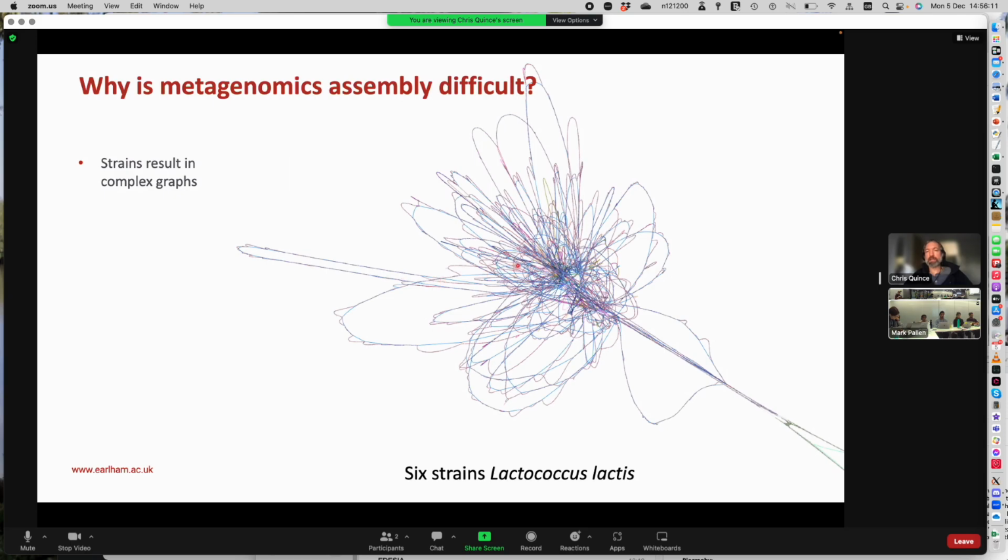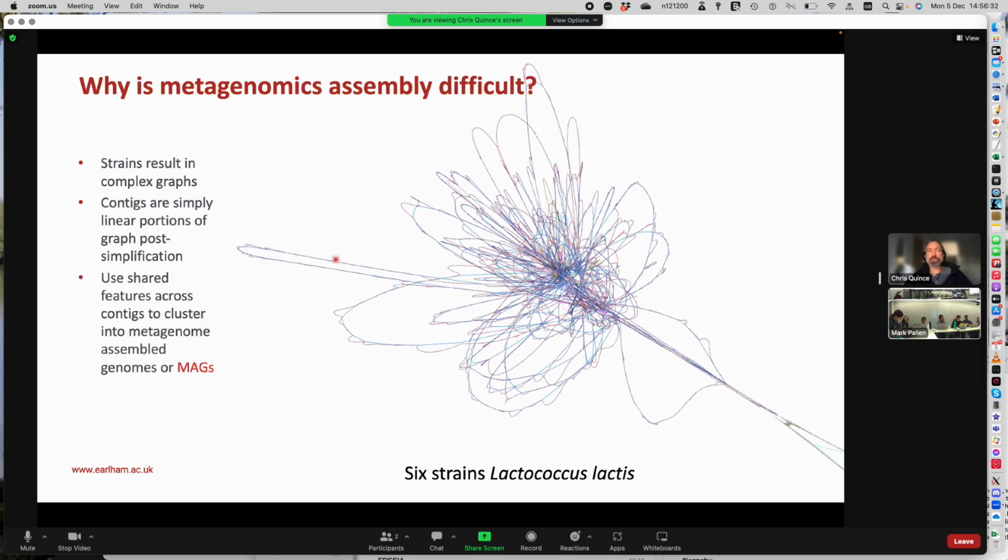each colour in this graph corresponds to a different reference sequence. And if you looked at it really carefully, you could probably convince yourself there are 6 paths through this graph. But because of the repeats shared between the different strains, it becomes incredibly complex. So assemblers would just output those linear regions as contigs.